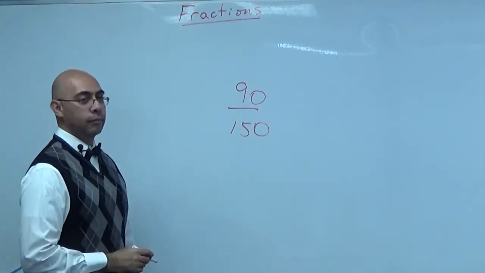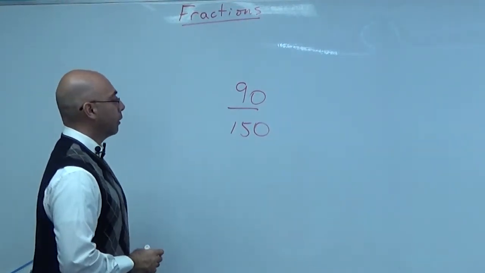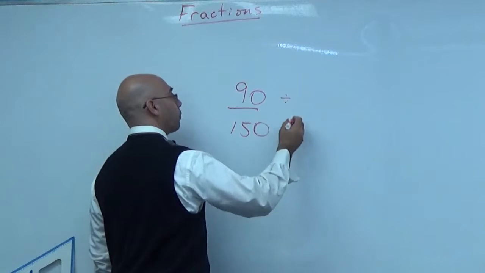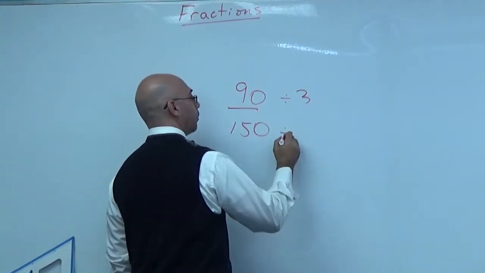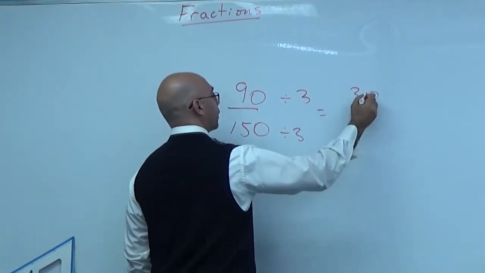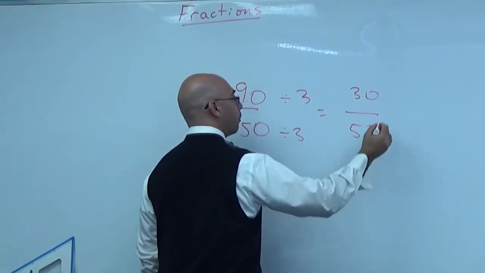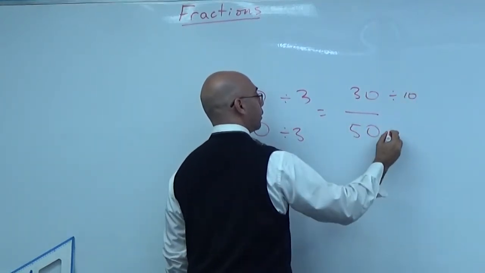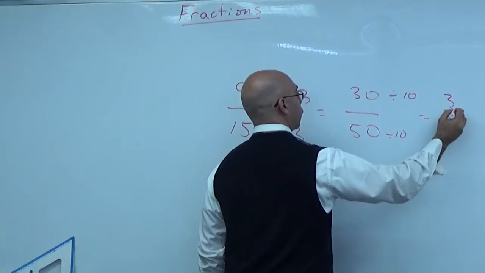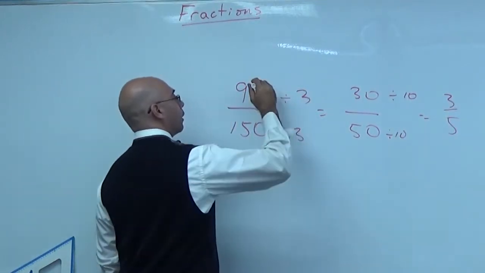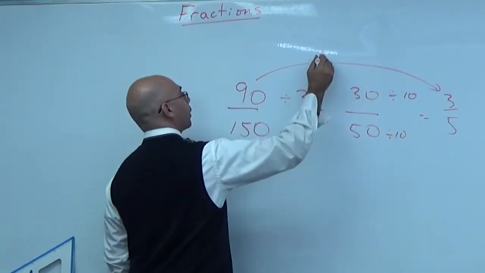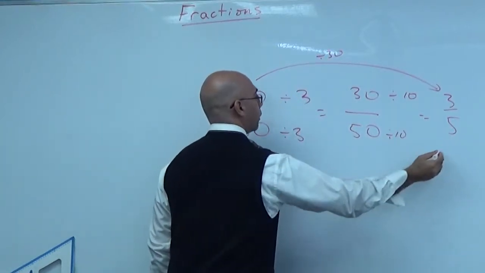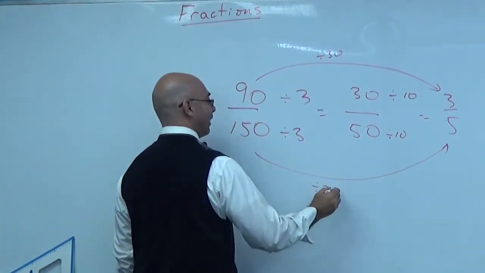90 over 150. What can I divide by? I can divide by 3. Divide by 3, that's 30, and 50. And then divide by what? 10. That's 3 over 5. And somebody else just said you could just divide by 30. You could divide by 10 too.